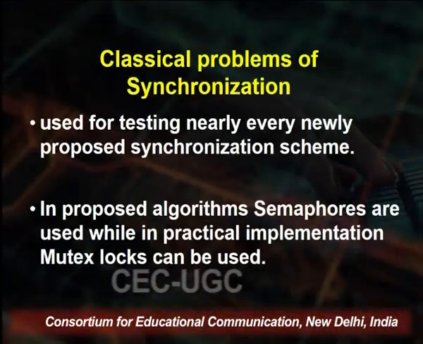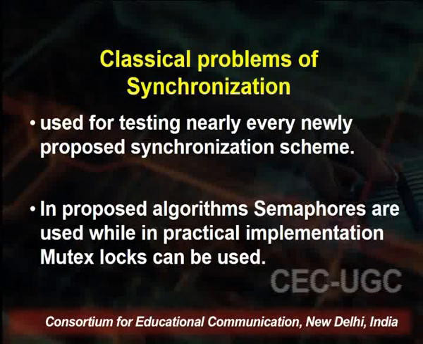So, coming to the classical problems of synchronization, what do we mean by this term? These are a list of problems which are used for testing proposed synchronization schemes. Whenever there is a new solution to the problem of process synchronization, or a new proposed synchronization scheme, we need some standard classical problems in order to test the efficiency of those solutions.